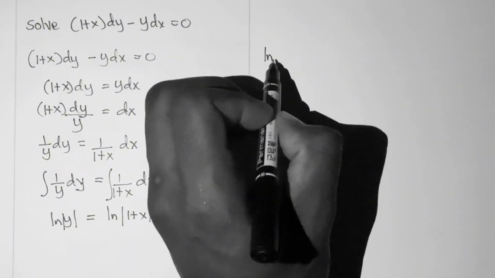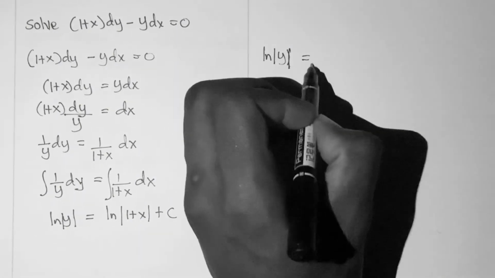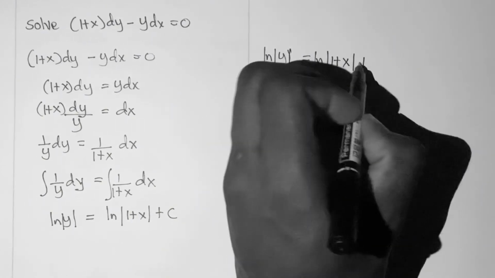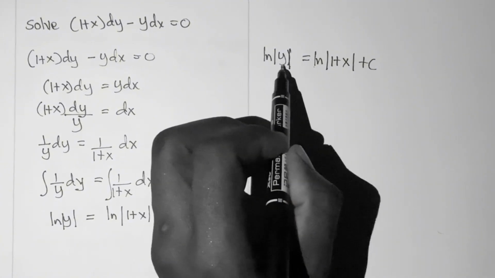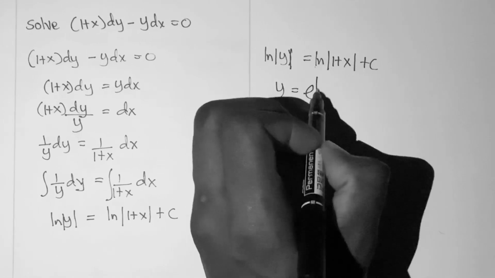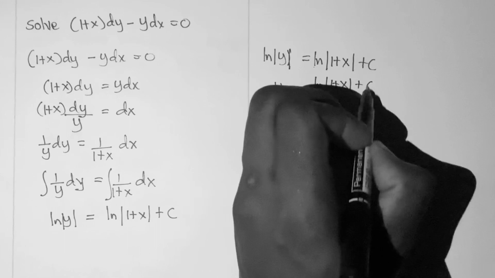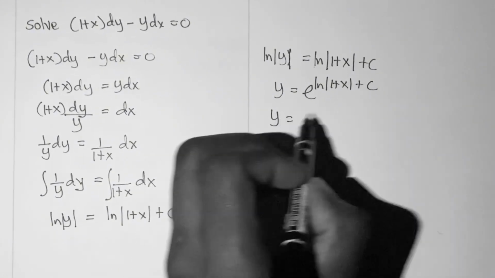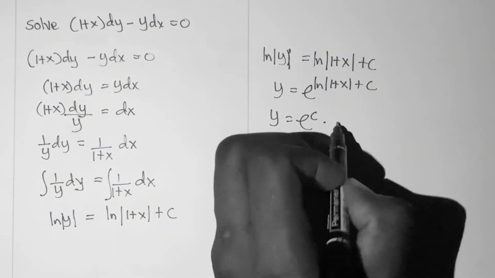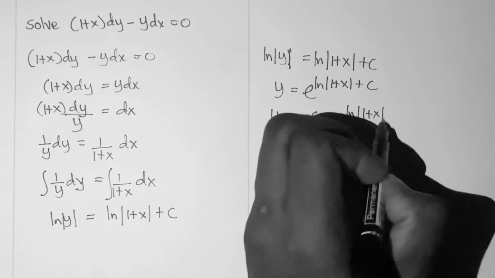So we have natural log of the absolute value of y equals natural log of the absolute value of 1 + x, plus c. Now, you see that the absolute value of y can be equal to e to the power of natural log of the absolute value of 1 + x, plus c. This can also be rewritten as e to the c times e to the natural log of (1 + x).